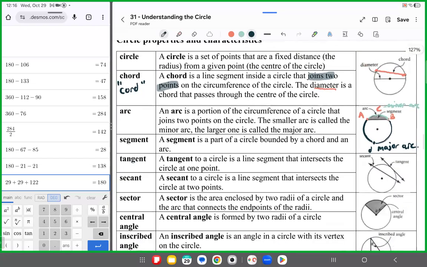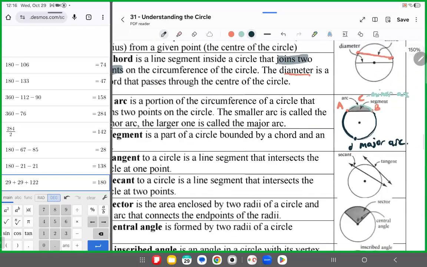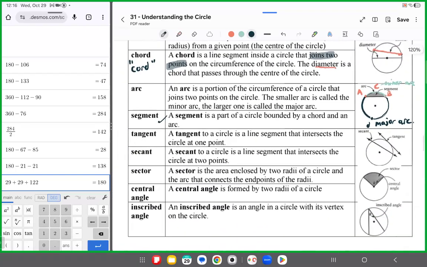And so we end up with something called a segment, which is a part of a circle bounded by a chord and an arc. So here, the shaded area is what we call a segment. And we're actually going to learn how to determine the area of such segments in the lesson next time. Okay, so you can draw the segment. All you do is have a chord, and then you have the arc, and then you shade in that area, and that's the segment that we care about.